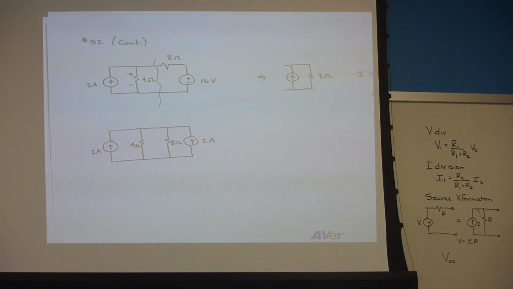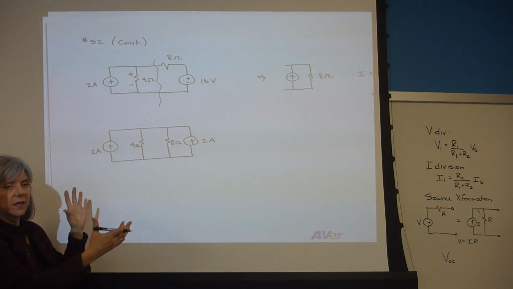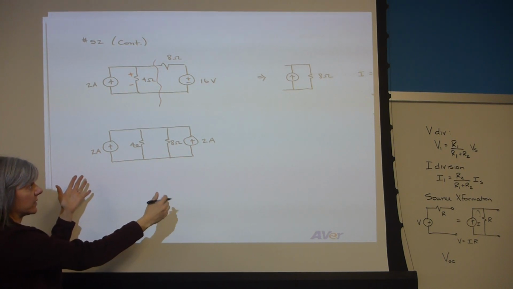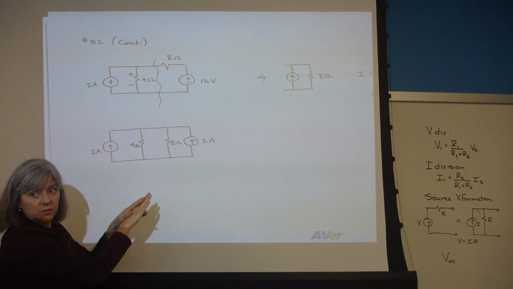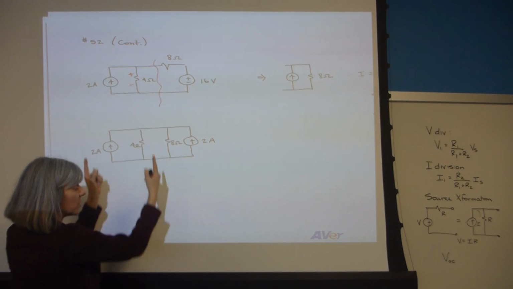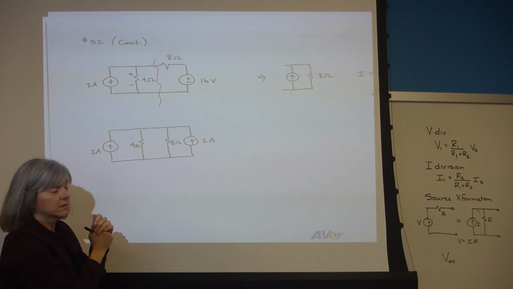Okay, so again, just like in series, it doesn't matter the order of resistors and voltages. In parallel, it doesn't matter. I can combine the 4 and the 8 ohm resistor, and I can combine the currents. The currents are both going in the same direction, so they will add.